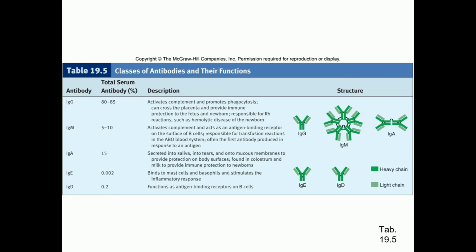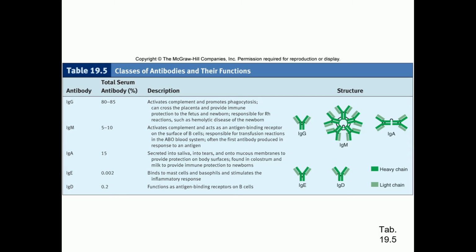Antibody IgA. Total serum antibody is 15%, secreted into saliva, into tears, and onto mucous membranes to provide protection on body surfaces, found in colostrum and milk to provide immune protection to newborns.